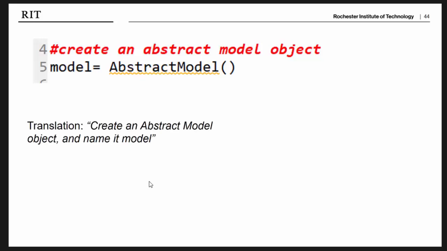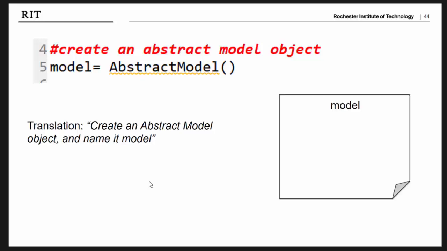This line reads model equals AbstractModel, and then parentheses. The basic translation of this is create a model object and name it model. In particular, this is an abstract model, so this type of model is going to be looking for a data file. In an abstract model, the model basically acts as instructions on how to make a model. So we're basically going to be providing a bunch of instructions on how to make a model in this file.